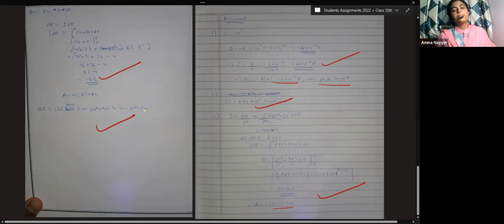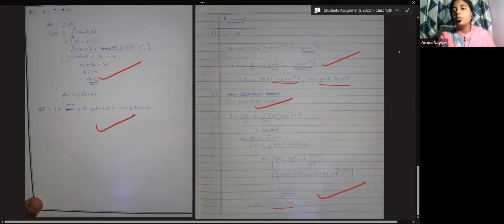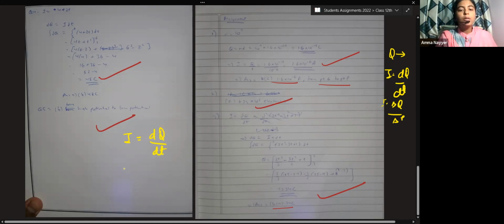See, you people, current was given to you, charge was asked. You were not given the value of the charge. What we do, we know the value of charge equation with us, then we calculate current by either differentiating it or taking the average of it as per the question. Here current was given to you. So if current is given to you, what will you do? You have to find out charge. From here, charge will be current multiplied by dt.